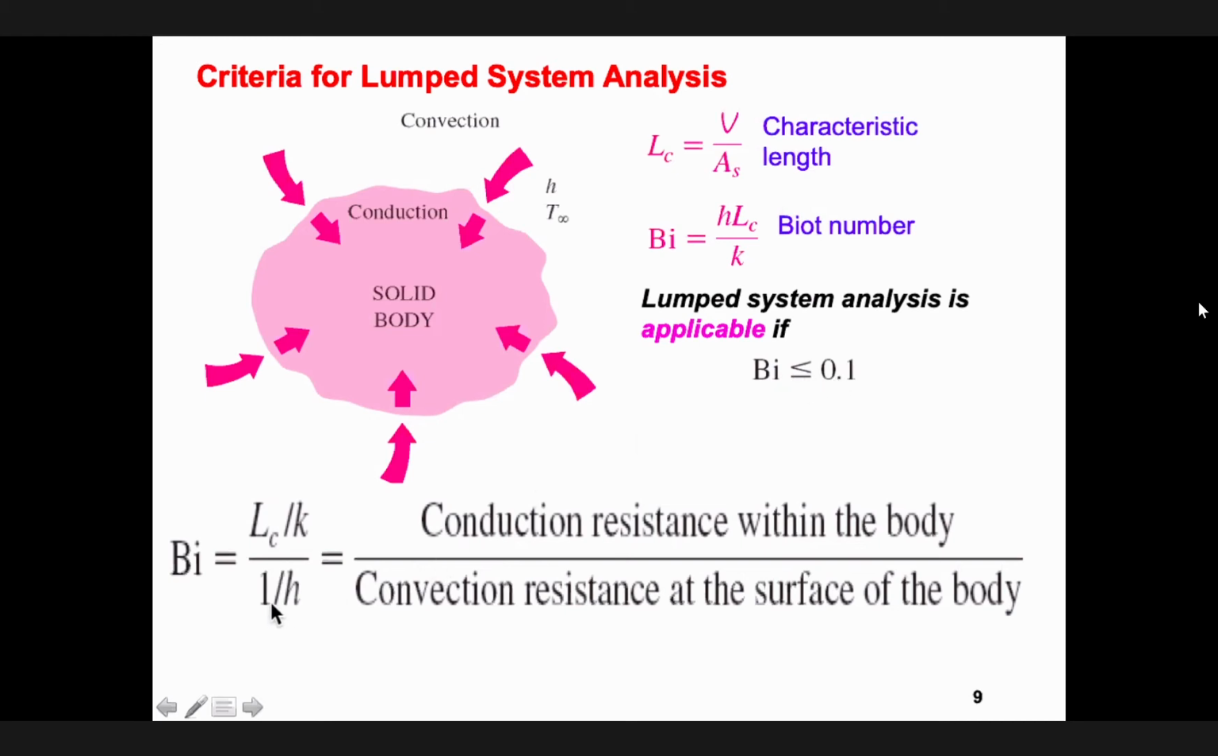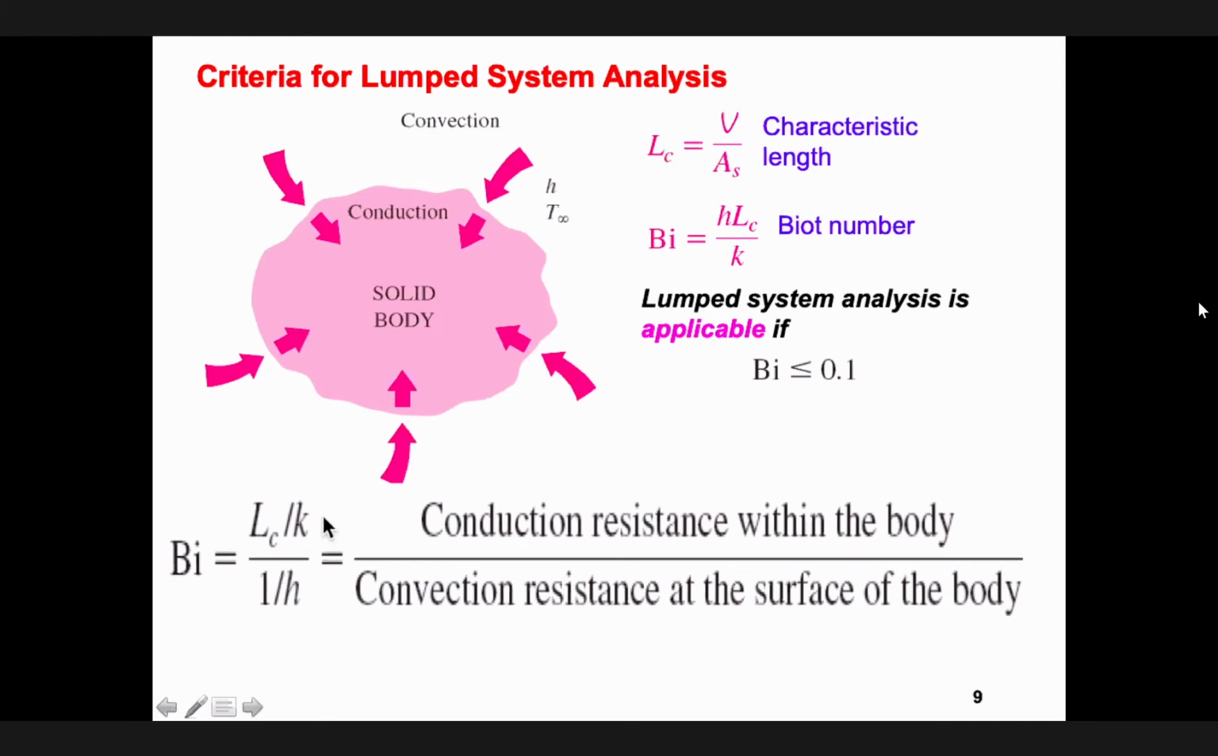And the Bi number uses Lc. Lc means V over A. We call it characteristic length. Please be familiar with this terminology. We will use this terminology, characteristic length, in the future. Characteristic length means the ratio, the volume divided by area, okay? Therefore, this is the term we are using here. I know the volume, I know the area, I can divide them and I have found the characteristic length.